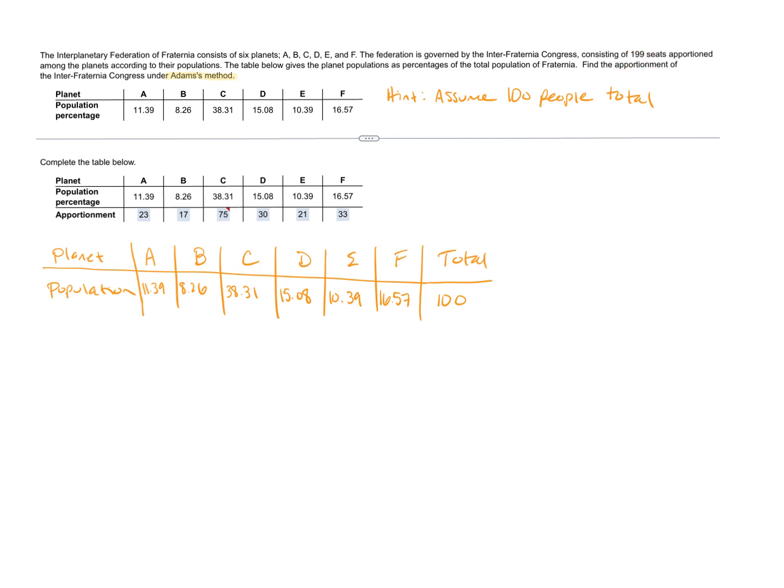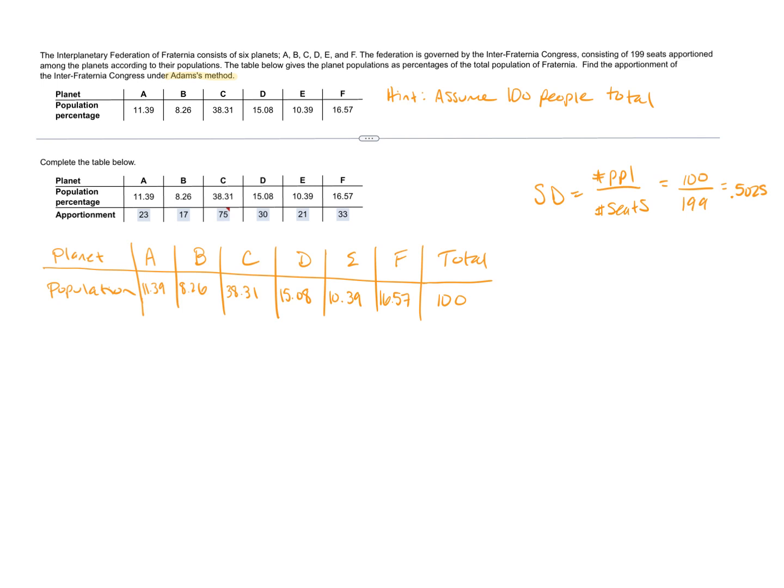The first step of most methods is to find the standard divisor, which is total people divided by the number of seats. So we're going to have 100 people to 199 seats, and that is 0.5025. That's how many people per seat. So for every half a person, approximately, you get a seat in Congress.